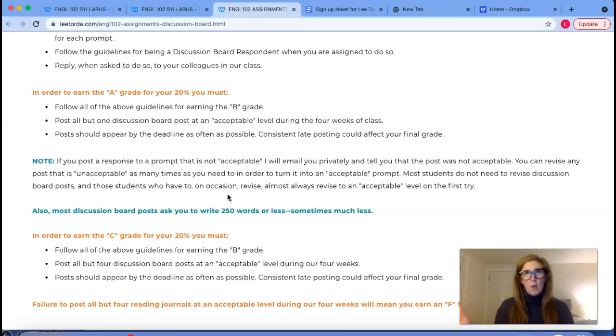Always, always, always, always. As many times as you need to. But I will say, like I just said, most students don't have to revise them, and also the few students that do have to revise them, after revising once, it's almost always acceptable. So there's really no reason not to earn an A for this part of the assignment, and it shouldn't stress you out either.